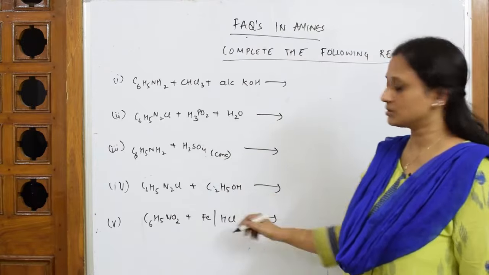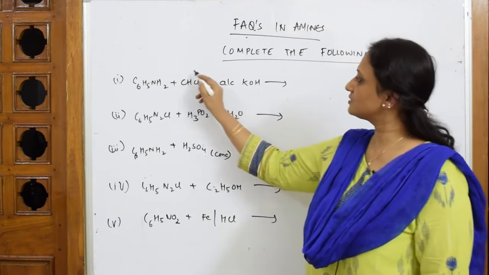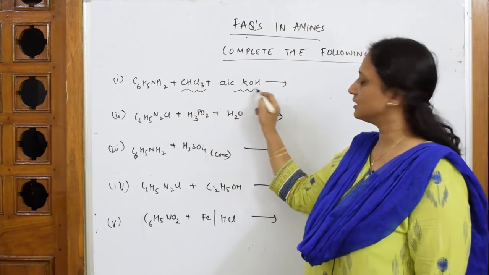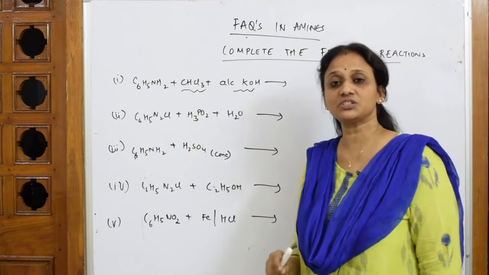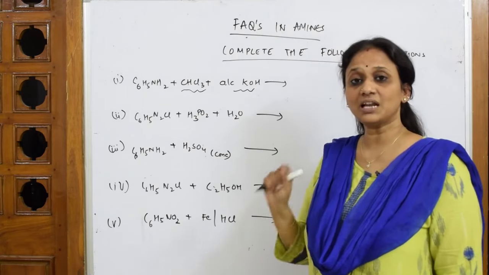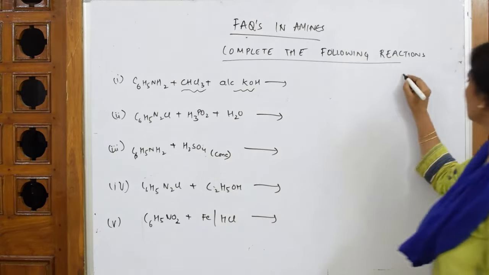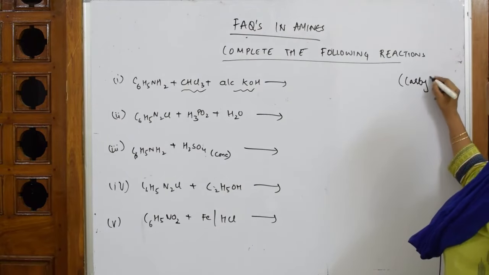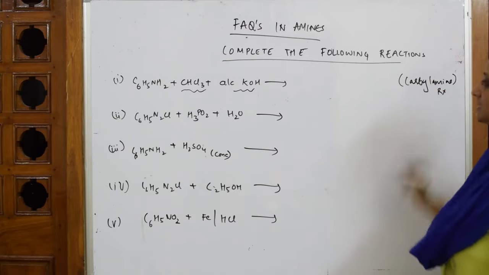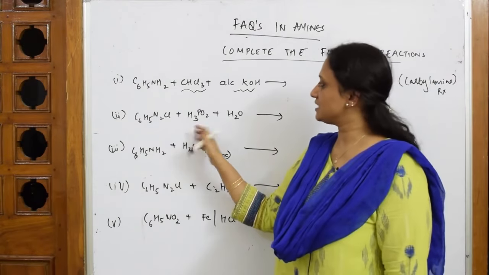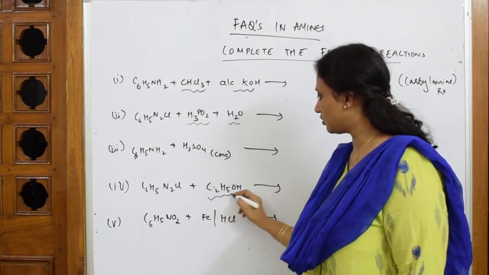Now, as soon as such reactions are given to you, just observe carefully. What is this particular reactant? Chloroform in alcoholic KOH. Which reaction did we learn? Chloroform in alcoholic KOH is studied under the carbylamine reaction. So take your pen and write here carbylamine reaction. Okay, done. Next, what are we seeing here? H3PO2 and water, and one more, ethanol.